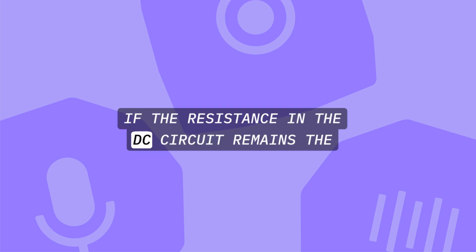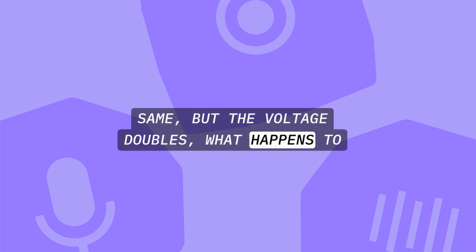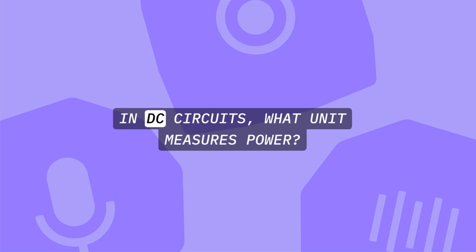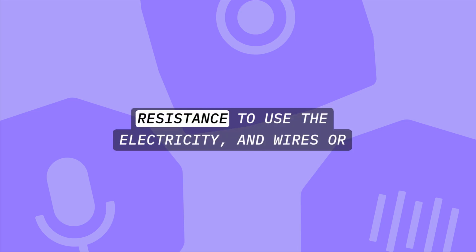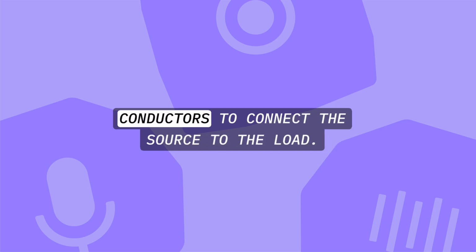If the resistance in a DC circuit remains the same, but the voltage doubles, what happens to the amount of current flowing in the circuit? It also doubles. In DC circuits, what unit measures power? Watts. What three elements are required to form an electrical circuit? A source of electrical energy, a load or resistance to use the electricity, and wires or conductors to connect the source to the load.